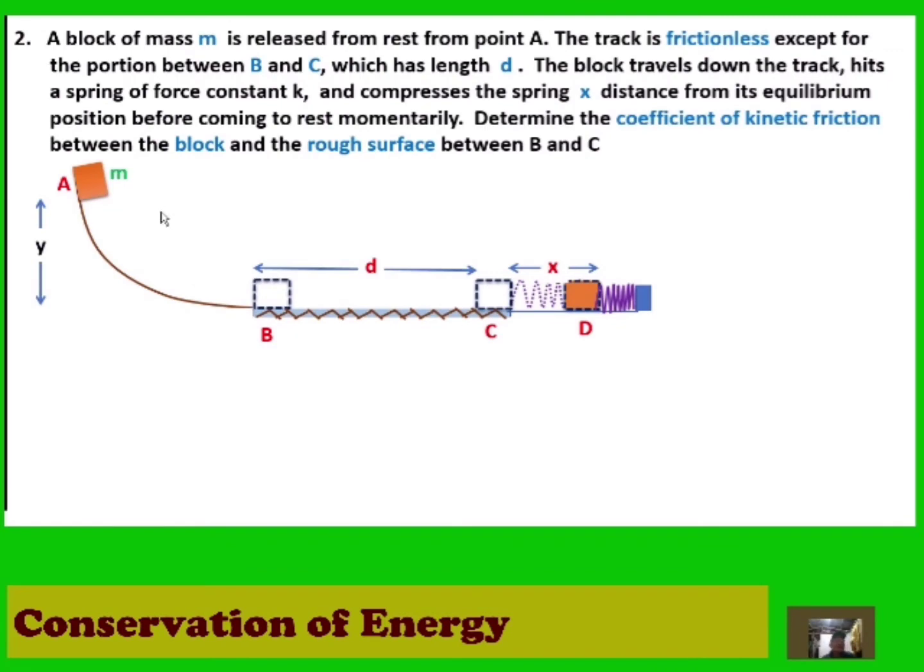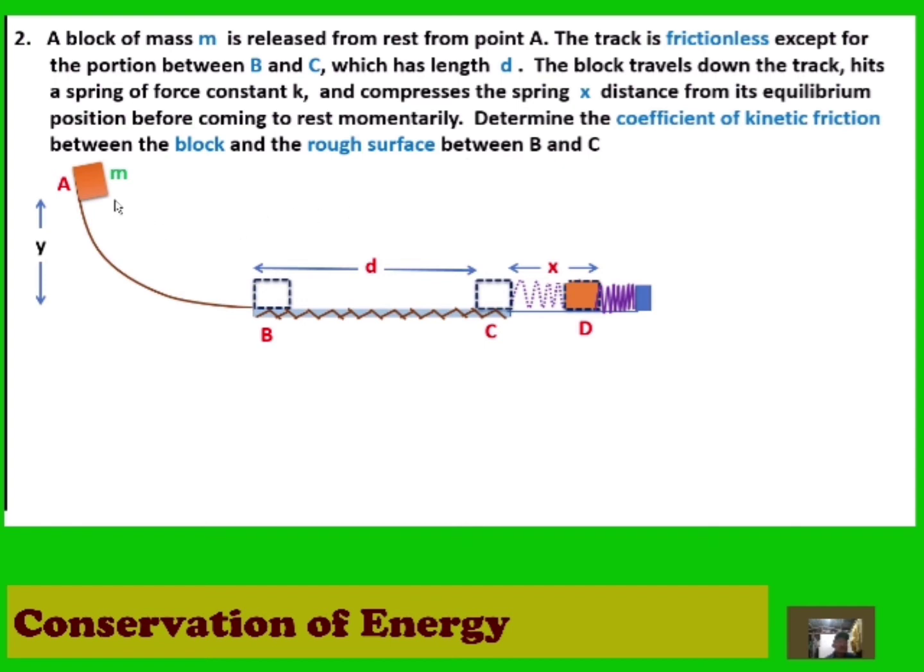Problem number 2. A block of mass m is released from rest from point A. The track is frictionless except for the portion between B and C, which has length d. The block travels down the track, hits a spring of force constant k, and compresses the spring a distance x from its equilibrium position before coming to rest momentarily. Determine the coefficient of kinetic friction between the block and the rough surface between B and C.